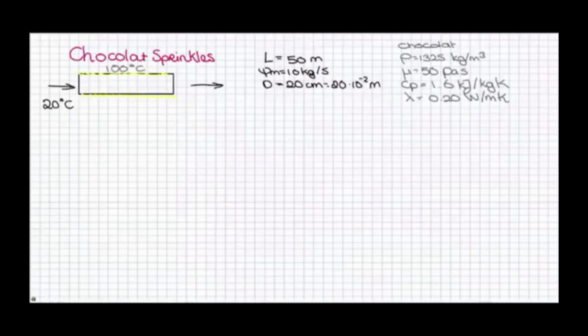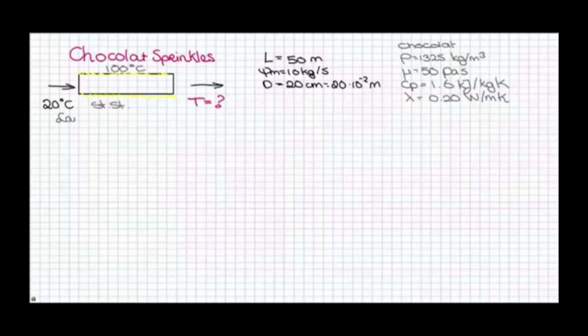My name is Sharon and during this video I will explain how you could calculate the outlet temperature of the chocolate that needed to be heated up. Here you see a sketch of the situation. The chocolate is flowing into the tube of which the wall has a temperature of 100 degrees Celsius to heat up the chocolate, which has an initial temperature of 20 degrees Celsius. The situation is steady state and I have already written down the rest of the data that was given.